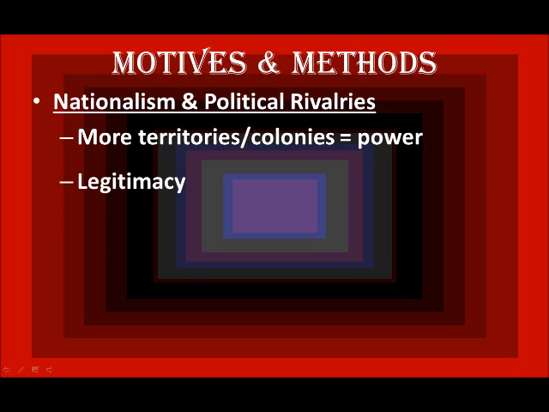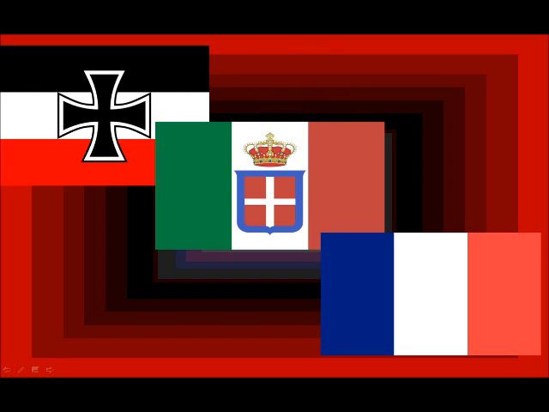Some countries also are seeking legitimacy. They are seeking other people to acknowledge, yes, you are a true country. You are a real country. Germany is one country that's interested in that. They only unified in 1871. Italy also very interested in proving to other nations because they are a teenager country. They're established in 1860. And then we have France.